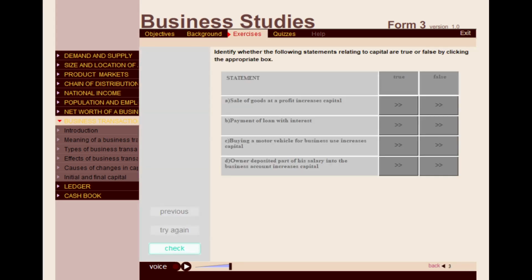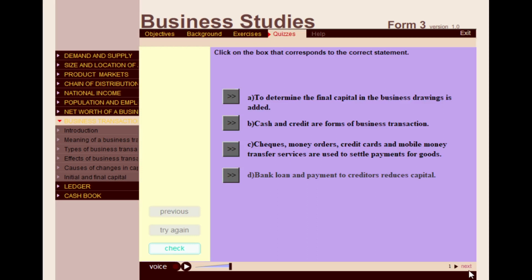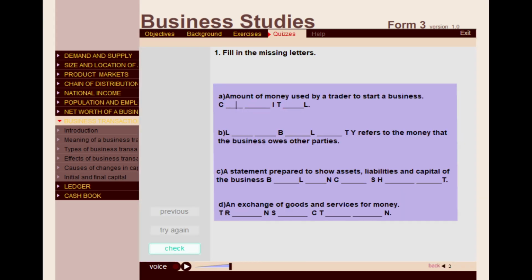Class activity. Identify whether the following statements relating to capital are true or false by clicking the appropriate box. Quiz. Click on the box that corresponds to the correct statement. Fill in the missing letters.